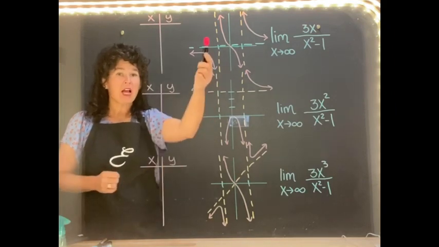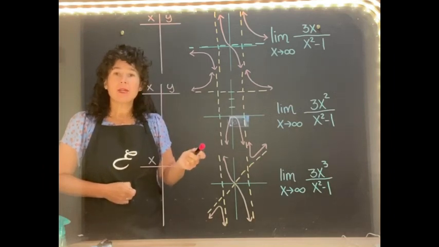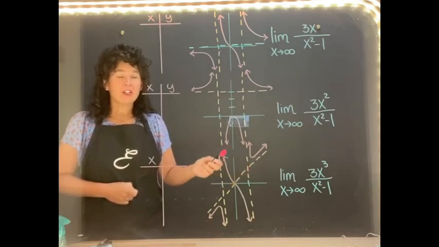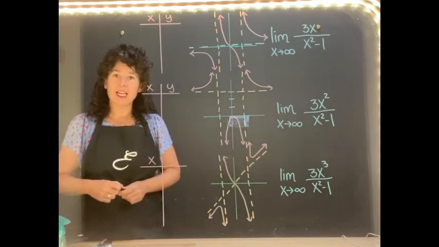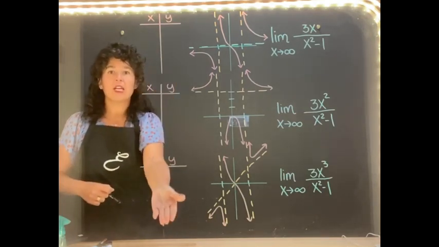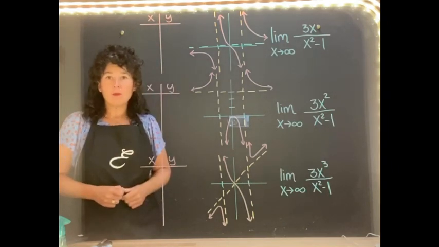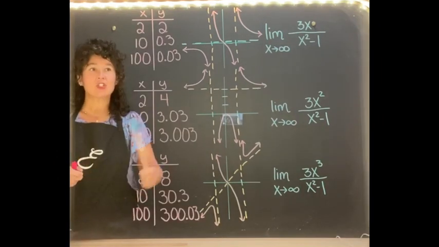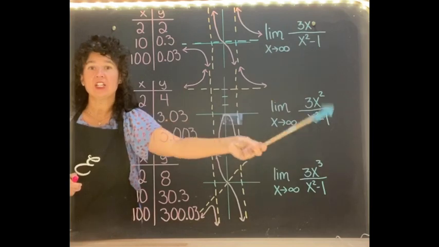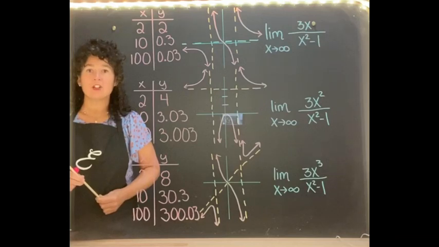As you can see, I have sketched in each one of these three functions. But when we find a limit as x approaches infinity, that just means we're substituting in larger and larger numbers and looking for a pattern of their answers. So let's go ahead and create a couple of t-charts where we can see what's happening in that y column as we substitute in numbers that are bigger and bigger. I have substituted 2, 10, and 100 into each one of these rational functions.